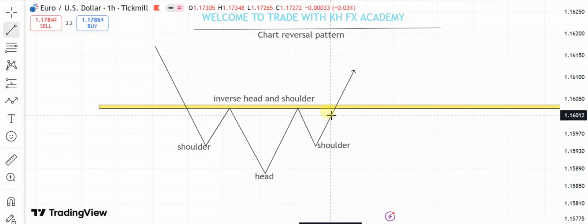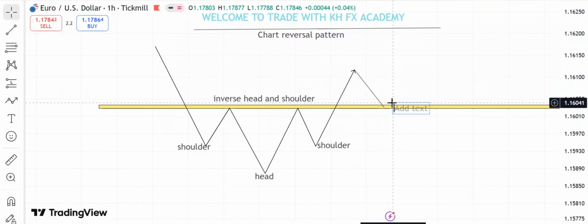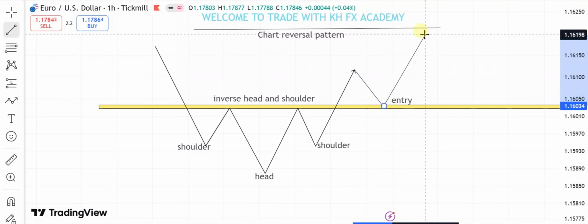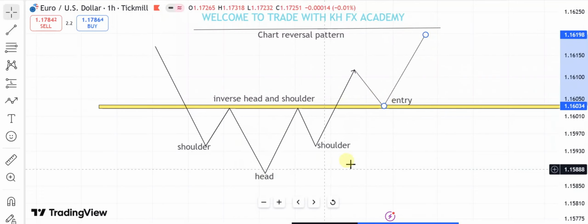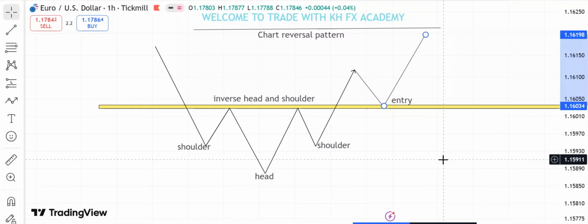here. Not just that, if the market breaks any resistance level, that is not also a reason for you to start buying. You also need to wait for a pullback to that neckline. This is where you start looking for your entry to the upside. This is an inverse head and shoulder chart reversal pattern. The opposite of head and shoulder is inverse head and shoulder.